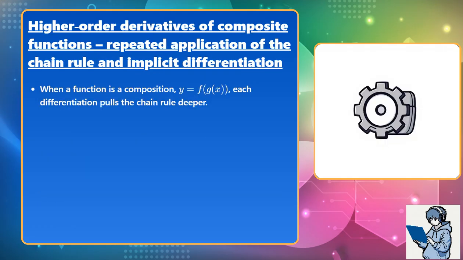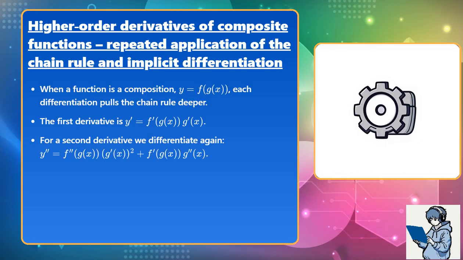When a function is a composition, y equals f of g of x, each differentiation pulls the chain rule deeper. The first derivative is y prime equals f prime of g of x times g prime of x. For a second derivative, we differentiate again. y double prime equals f double prime of g of x times g prime of x squared plus f prime of g of x times g double prime of x.